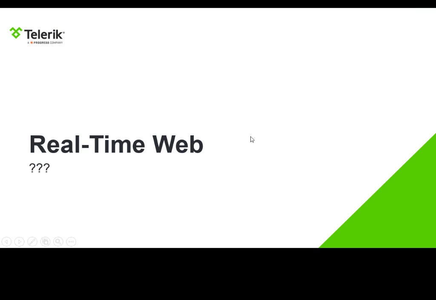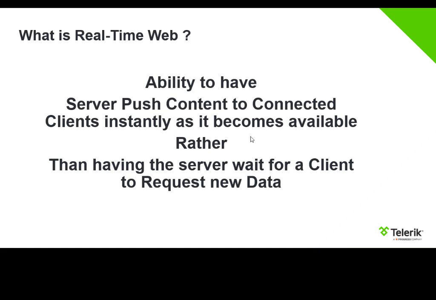Before we start with understanding ASP.NET SignalR, let's take a moment to understand what we mean by real-time web. The meaning of real-time web is very simple. It's the ability to have the server push content to connected clients instantly as it becomes available, rather than having the server wait for a client to request new data. So anytime you come across somebody saying this is a real-time web application, that means the server has the capability to push information instantly, as soon as it becomes available on the server side, to all the connected clients.